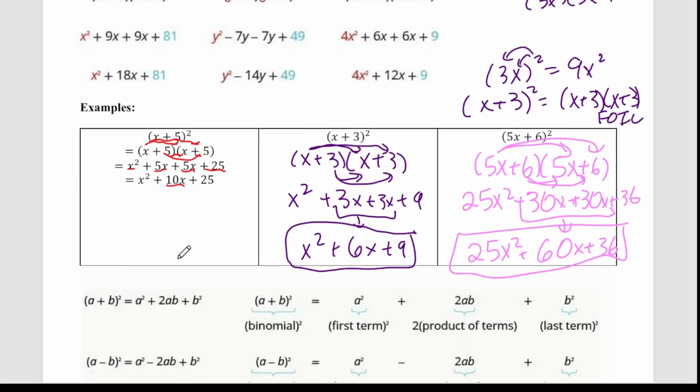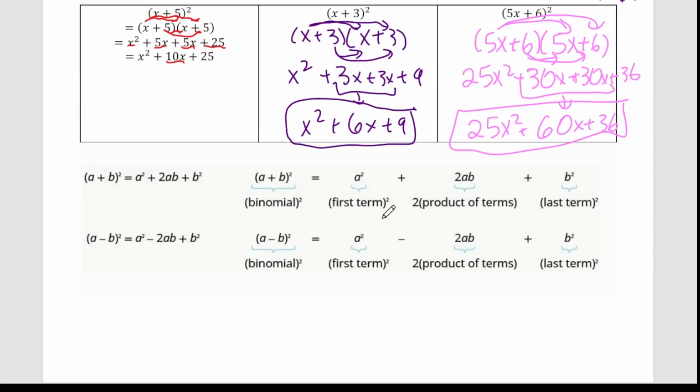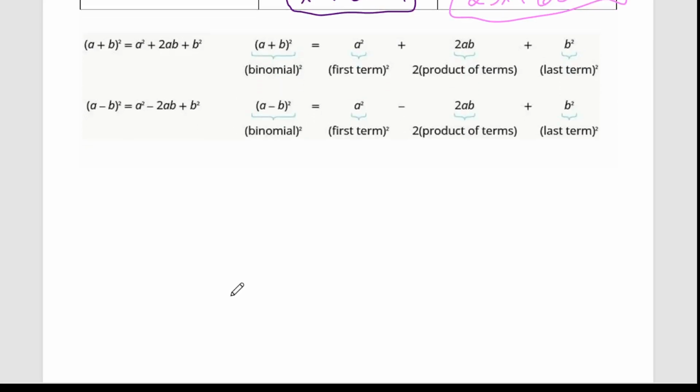You'll often notice this is the general pattern whenever you have something times itself like that: the first term will be the first term squared. The middle term will end up being double the first term and the second term multiplied by each other. So 5 times x is 5x, doubled is 10x. 3 times x is 3x, doubled is 6x. 5x times 6 is 30x, doubled is 60x. And the last term will be that term squared. I would caution against just memorizing this, though. I think it's worth just FOILing out each time. But knowing this pattern will help with completing the square down the line.